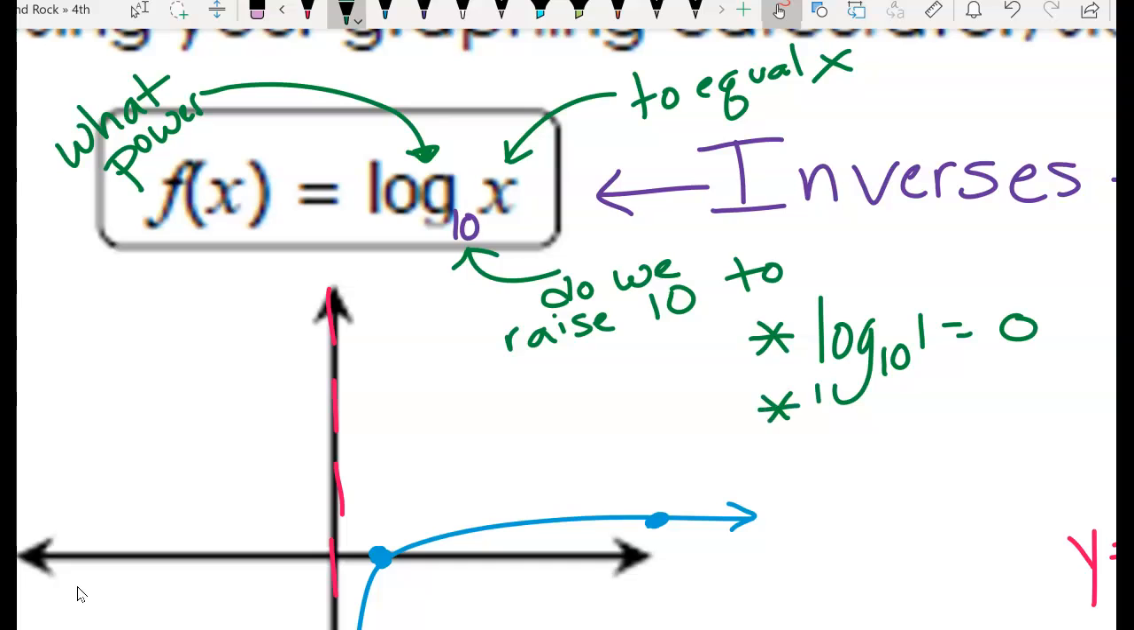And actually that's this first point, right? 1, 0. What about when I input 10? What power do we raise 10 to equal 10? 1. So we've now found this second point, 10, 1. That's all that log is. It was created to ask the question, what power do we raise 10 to equal x? What power do we raise the base to equal the argument?